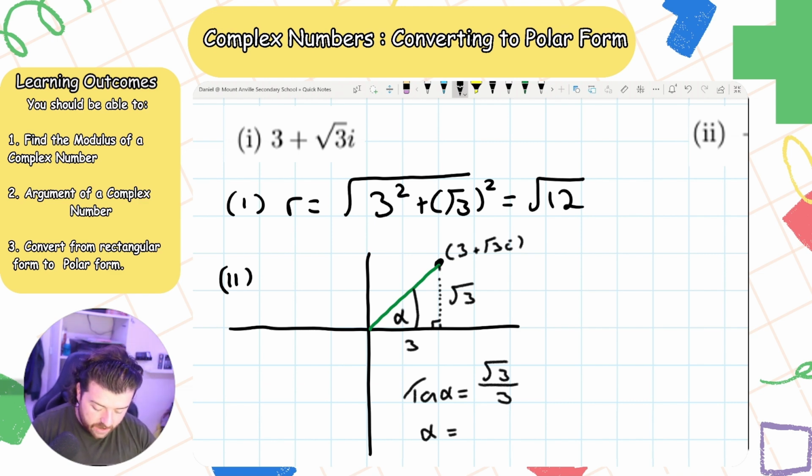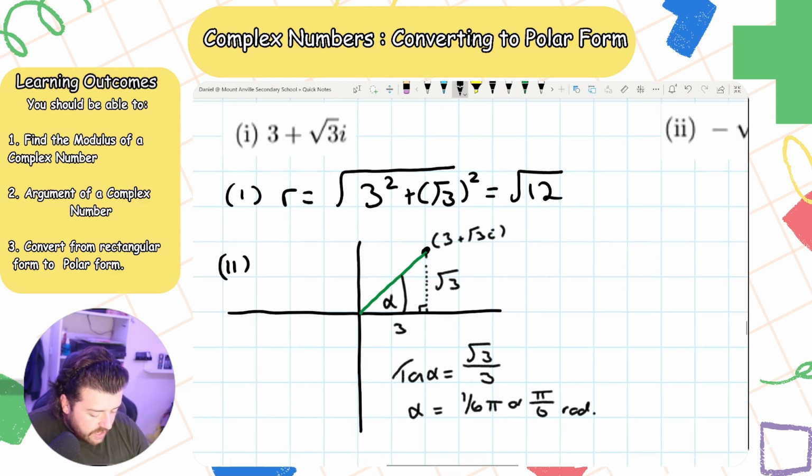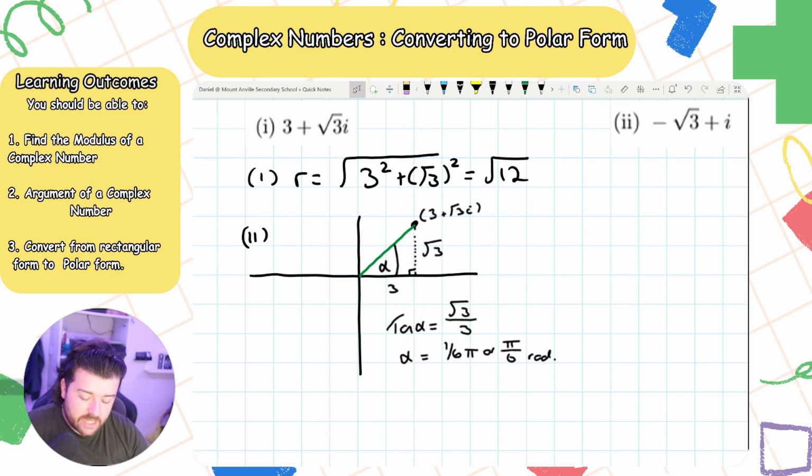take out your calculator. Now, I usually work in radians for this. You can work in degrees as well, but I tend to work in radians. So tan inverse of root 3 over 3 gives me 1 over 6 pi, or we can write that as pi over 6 radians. There's my reference angle. Need to find my argument now.